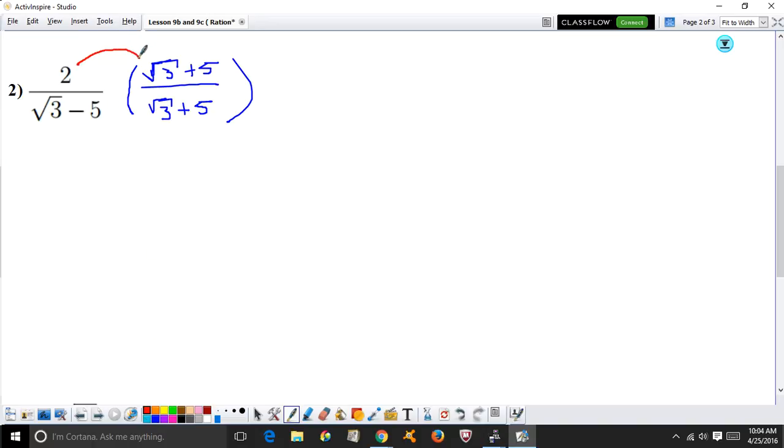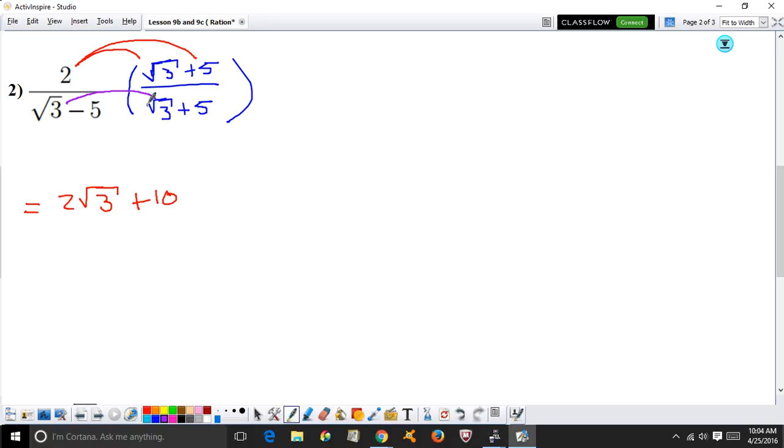So now it becomes 2 times 3, so 2 square root of 3, 2 times 5, 10. Okay, so now we have our numerator. So now let's distribute our denominator.